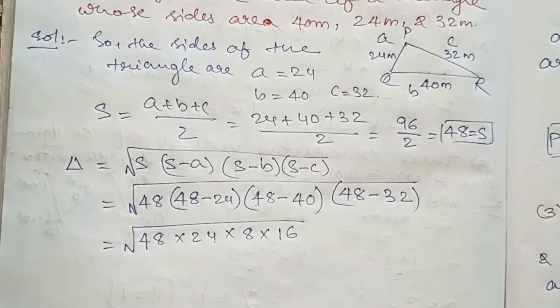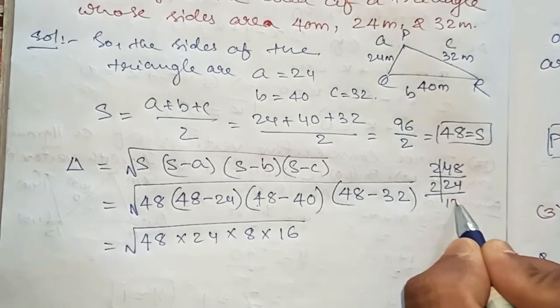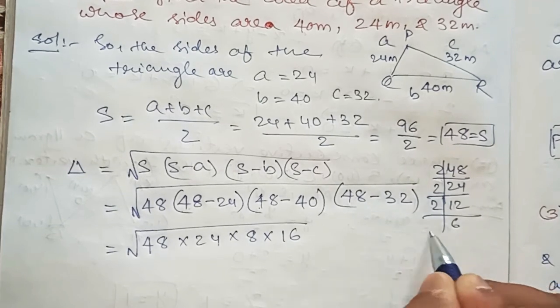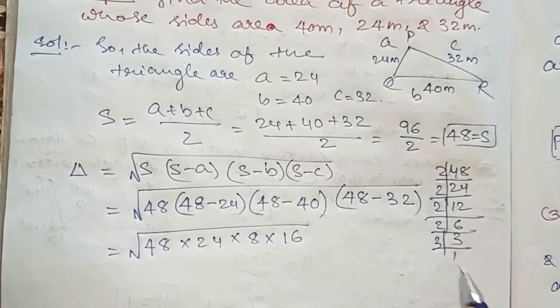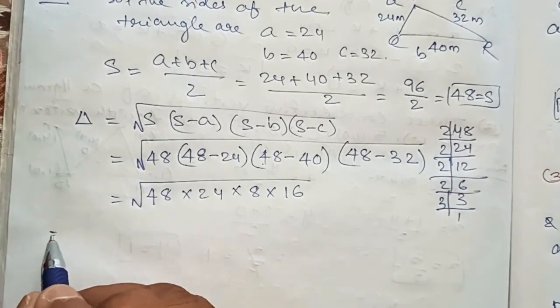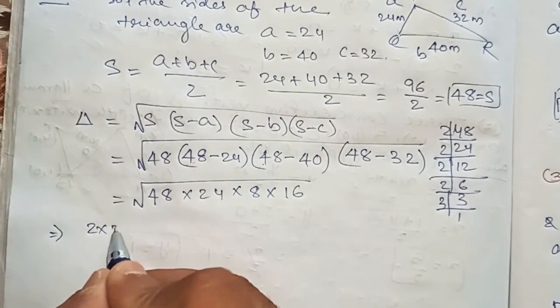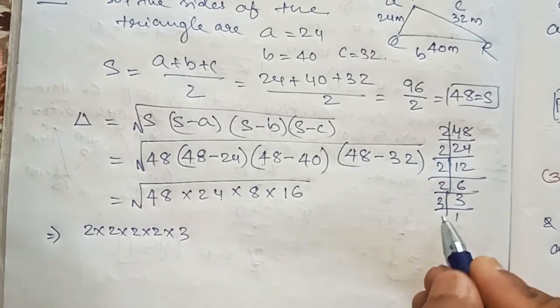Now the important part: remember, there is no need to multiply all the values, otherwise you will get a bigger value and you won't be able to find its square root. So never multiply the values; always find the LCM, the prime factors, of these numbers. So the factors of 48: 2 into 24, 2 into 12, 2 into 6, 2 into 3, 3 into 1. So in place of 48 I will write 2 into 2 into 2 into 2, that is four 2s, into 3, one 3 we got.